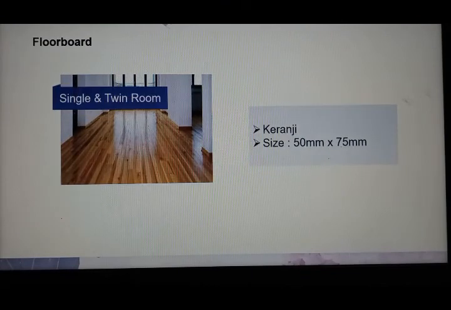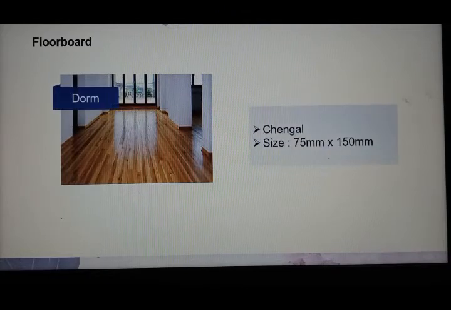The next one is single and twin room. We choose Keranji type of timber and the size we use is 50 mm x 75 mm. The last one is for the dome and we choose Chengal type of timber and the size is 75 mm x 150 mm.